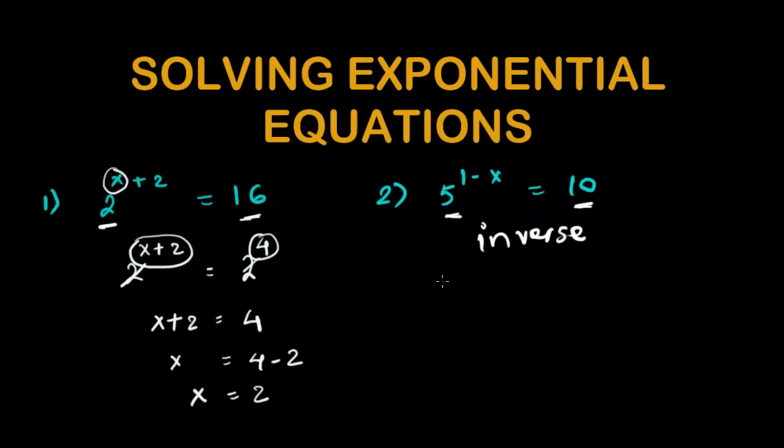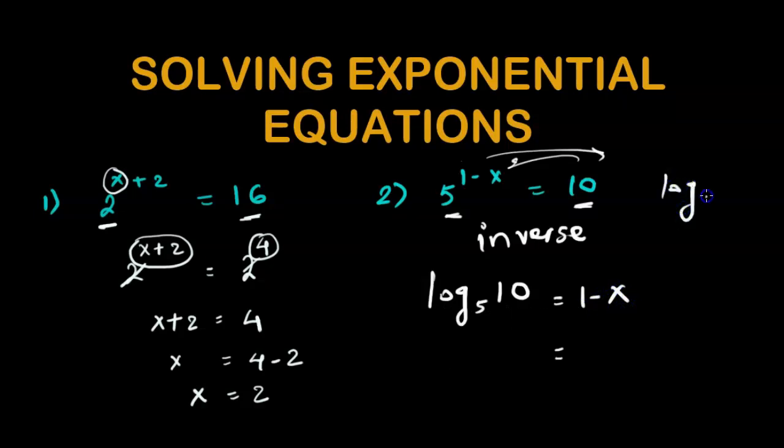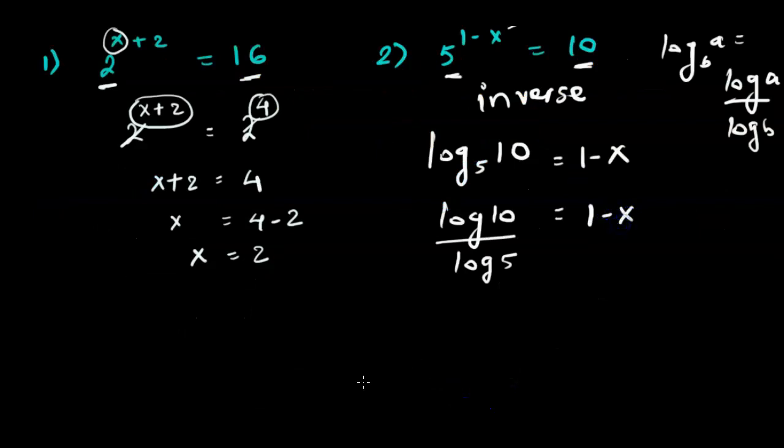So when we inverse it, we would get log to the base of 5, because the base of the power is 5, of 10, because we're going to interchange this and this, would be equal to 1 minus x. Now solving this uses the law that log to the base of b of a, we write as log a over log b. So that's what we're going to be using here. We would have log 10 over log 5. That is equal to 1 minus x.